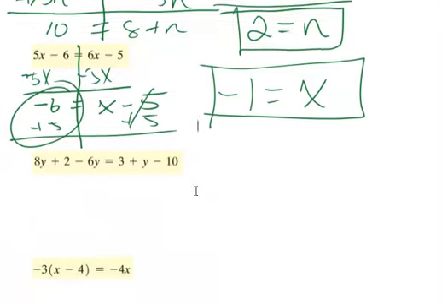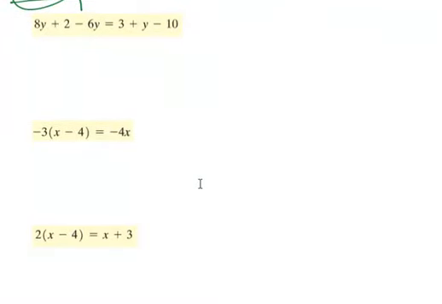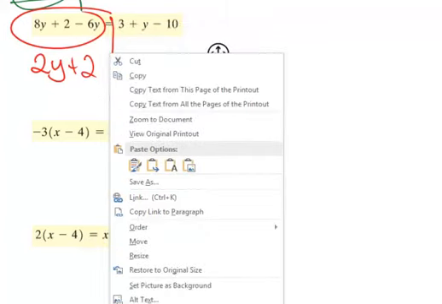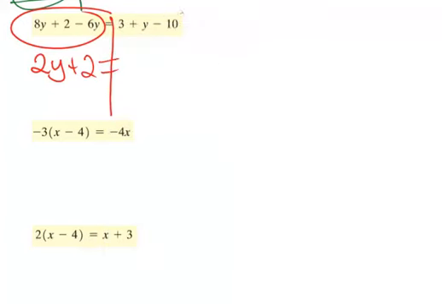So let me scroll down so we can try our next problem here. Okay, here we go. Again, my first step I want to do here, guys, is I want to go ahead and draw my line going down, and I want to go ahead and combine my like terms on this side. So 8y minus 6y is going to give me a 2y. So I'm going to have a 2y plus 2. And then over here, sorry about that again, equals, on this side, I can go ahead and combine my 3 and my minus 10. So that'll leave me a y minus 7.